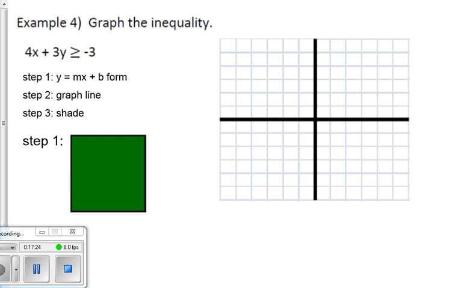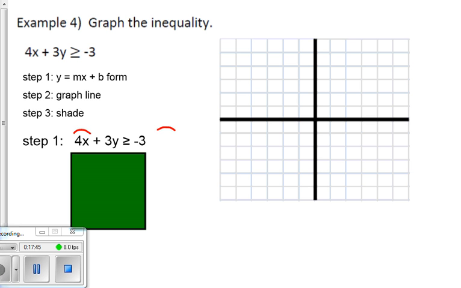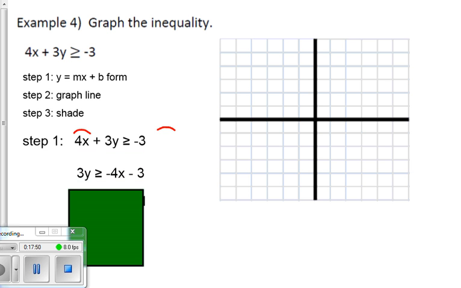Let's look at one more example then. 4x plus 3y is greater than or equal to negative 3. Like before, our first step is to get it into y equals mx plus b form. So we start with our 4x plus 3y. First thing we need to do is move the x term over to this side, so we subtract 4x from both sides. That would leave us with 3y is greater than or equal to negative 4x minus 3.